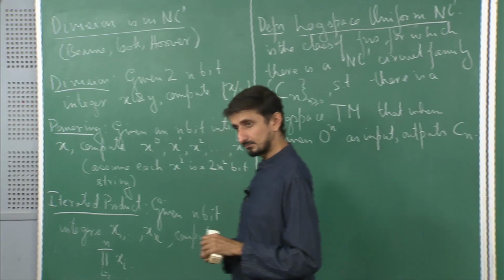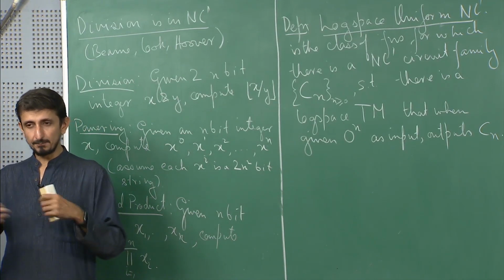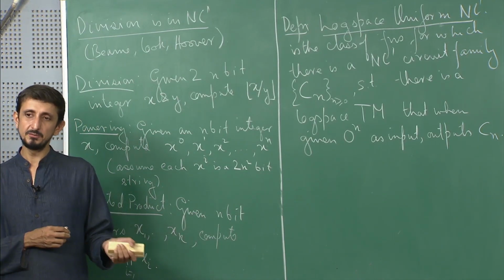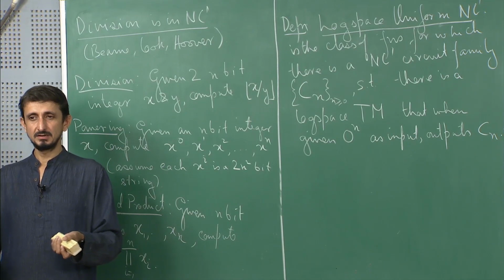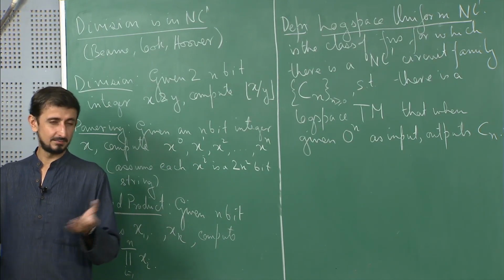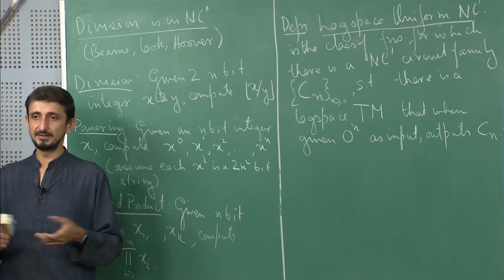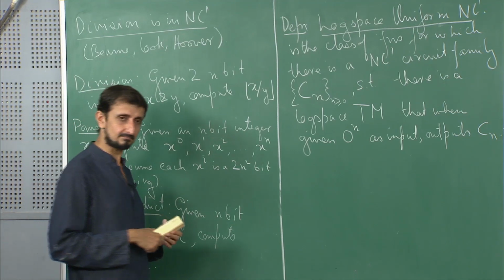Like all the other problems are also in log space uniform. So, it depends. If you can actually compute that circuit given n in unary, then it is in log space. Yeah, I think most of the problems that we have seen, addition, multiplication, are in log space uniform. You can actually generate that circuit.